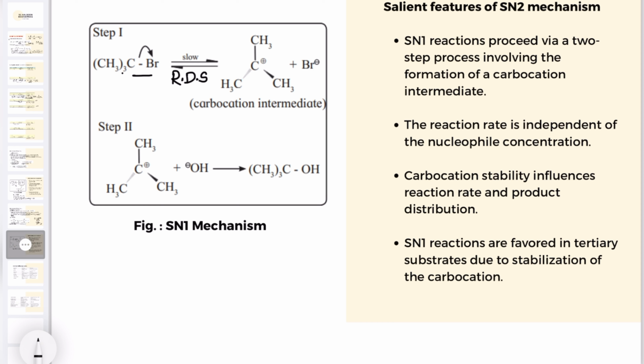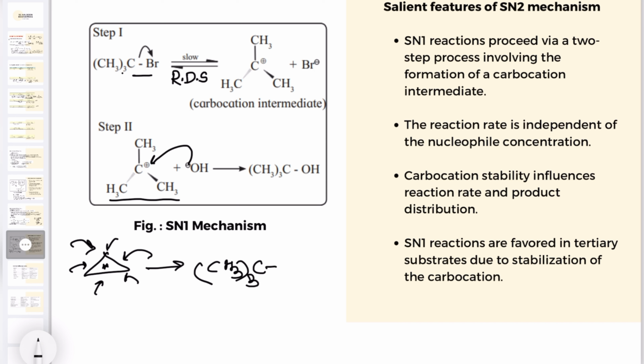Then in the second step, what happened? This carbocation molecule is there. Attack of this nucleophile takes place from any side because this is a triangular planar carbocation. So each side is feasible for attack of the nucleophile. Okay. Then formation of product takes place, that is the alcohol, (CH3)3C-OH. This is our product. Then this product, tertiary butyl alcohol, is obtained.